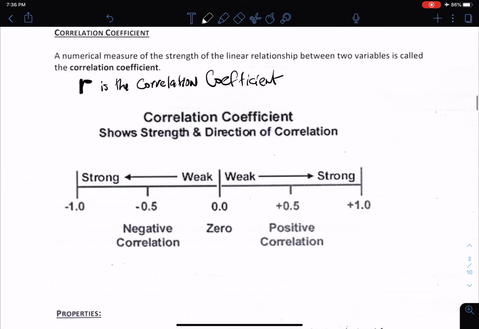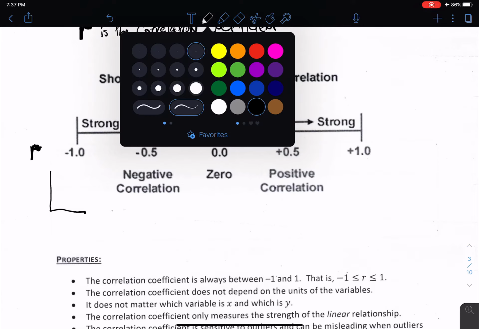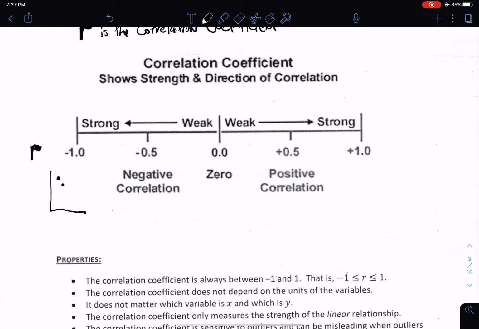So these values here are really talking about R values. When we have an R value that is negative 1, that's a perfect negative correlation. We already saw what that looks like in a graph. That would just be a negative correlation, which looks something like that. That would be an example where all the points are in a perfect line, and it's negative. That would be negative 1.